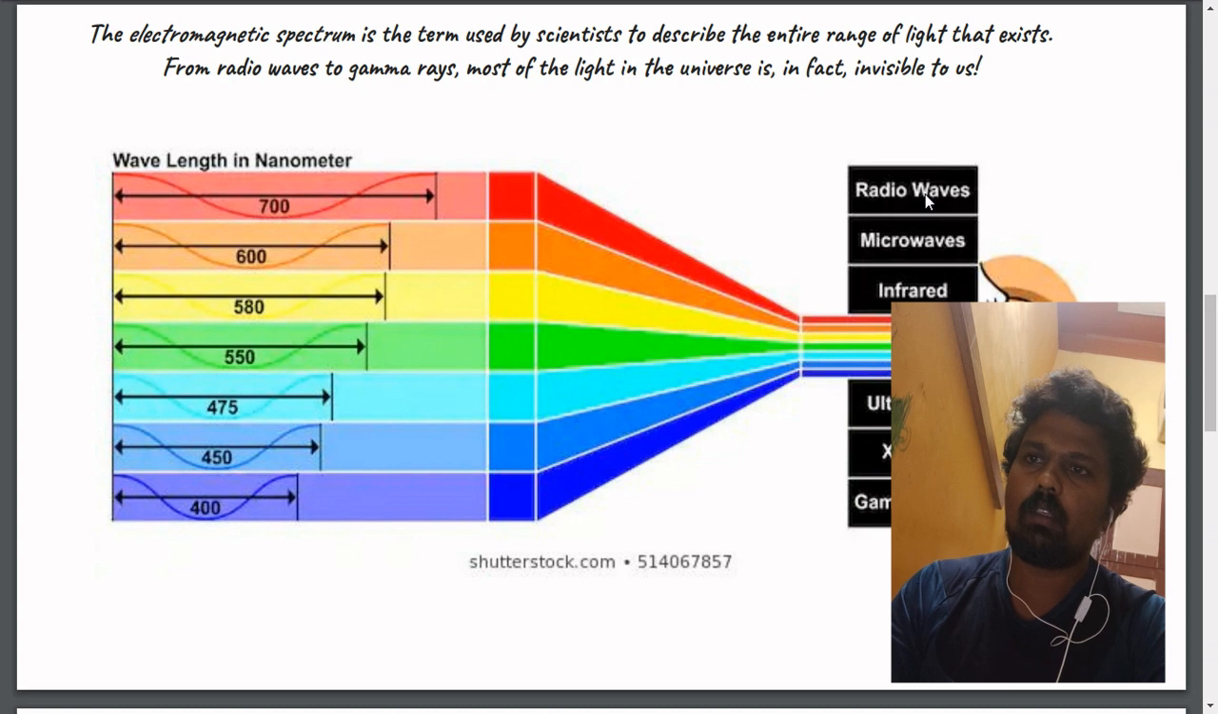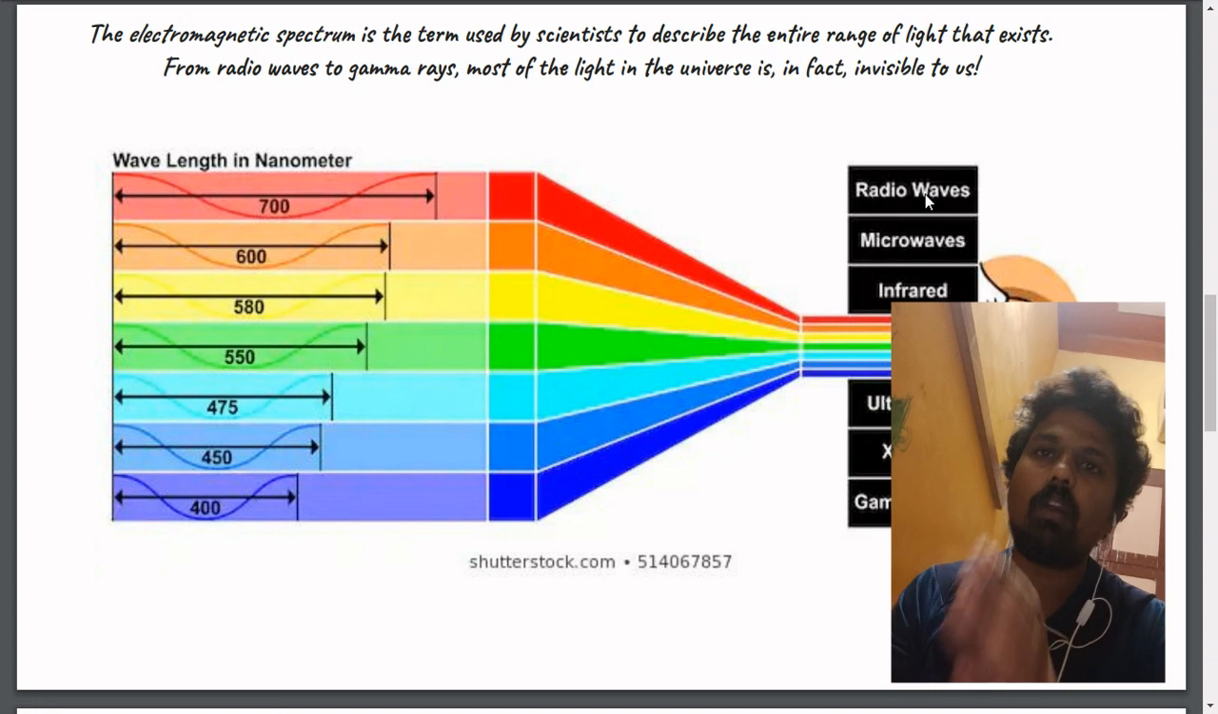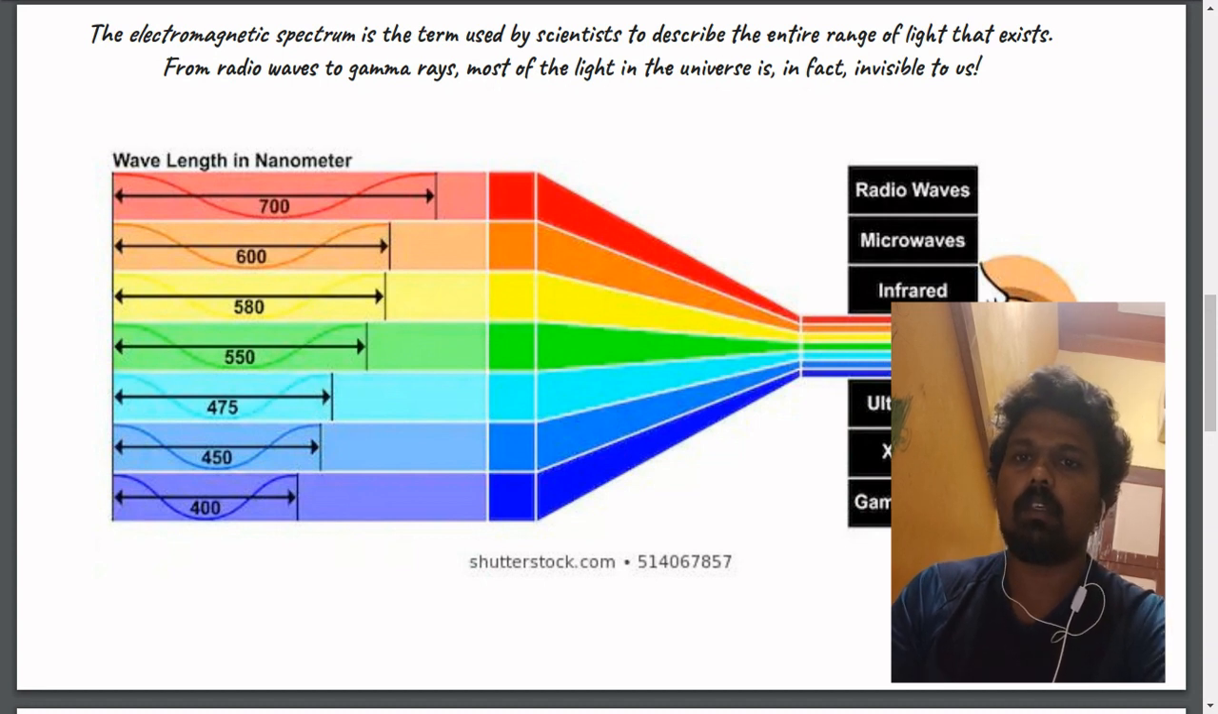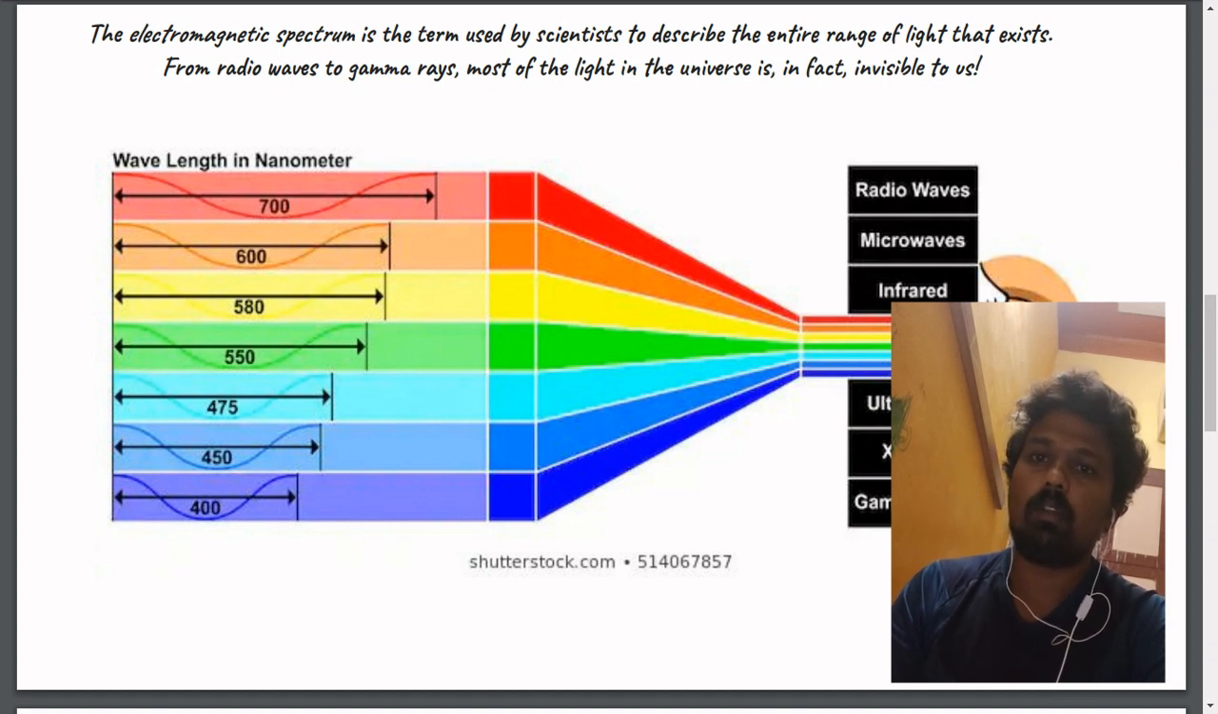The second thing is we need to know what light actually is. The electromagnetic spectrum is the term used by scientists to describe the entire range of light that exists in the universe. It ranges from radio waves, microwaves, infrared, visible light, ultraviolet, X-rays and gamma rays. So in fact what we are seeing is only a narrow range of light. That's why we call it visible light.